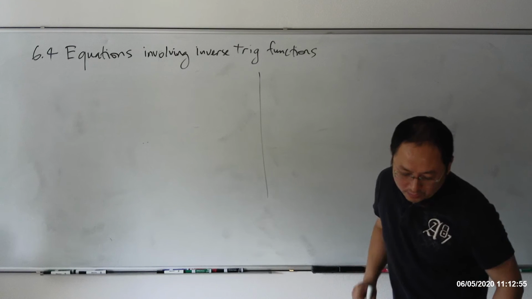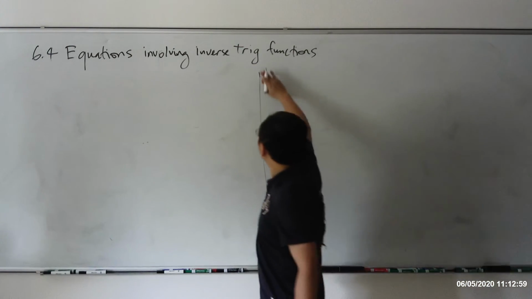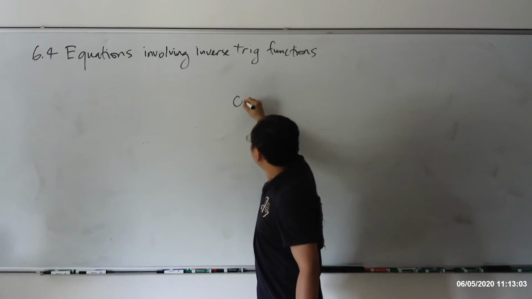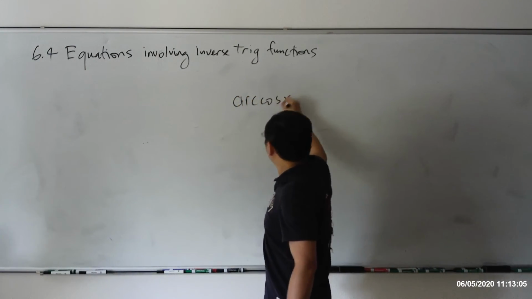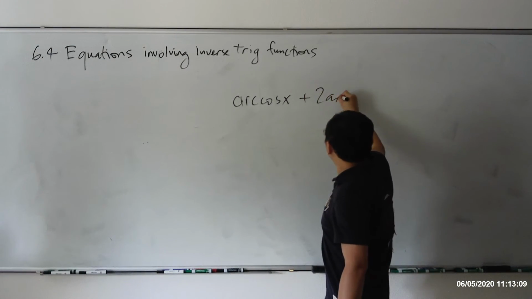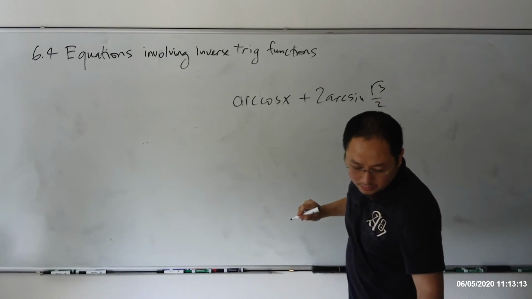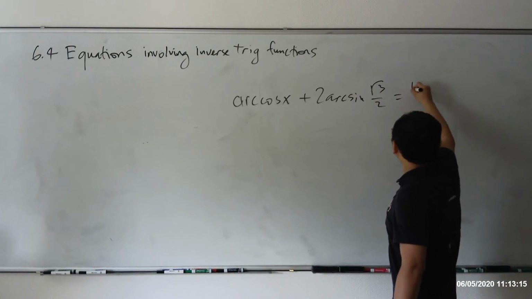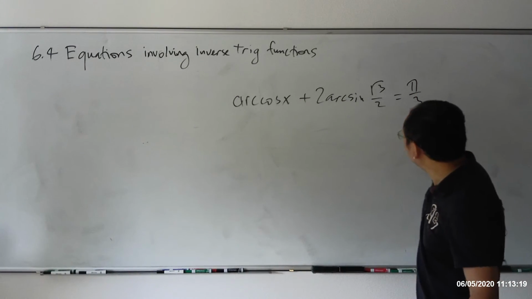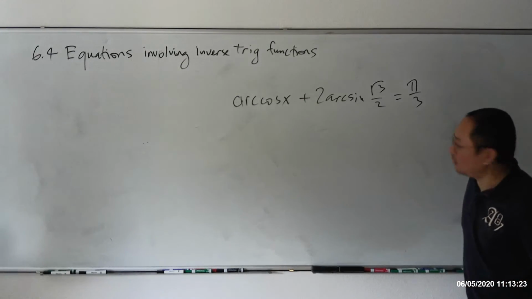Okay, let's try the last one. Just one more, okay? I'd rather pick one. Cosine inverse of x plus 2 arc sine of root 3 over 2 is equal to pi over 3. It's something that I think we saw already. Oh no, it's similar but not the same.